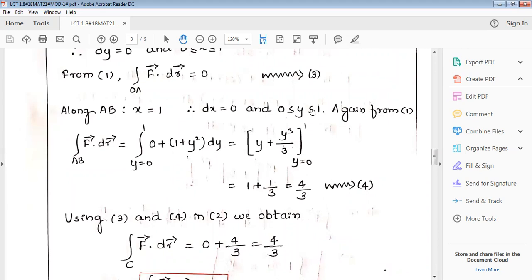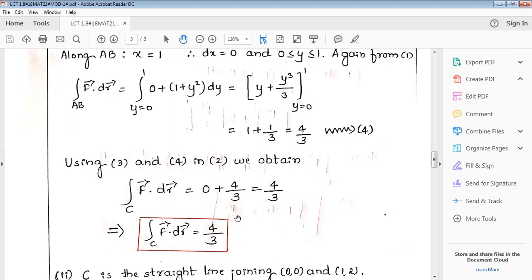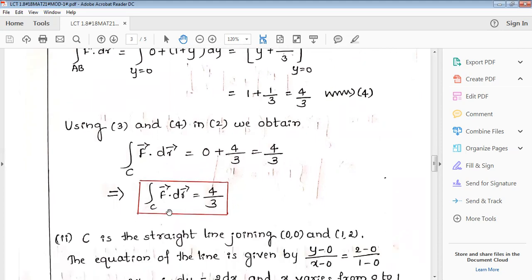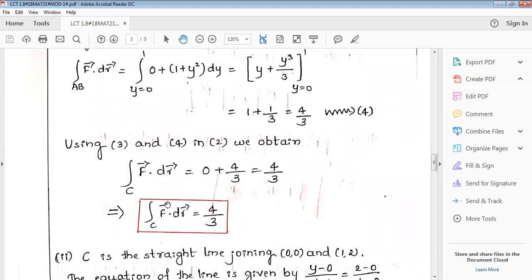Therefore, using equations 3 and 4 in equation 2, what do we obtain? The integral over C of F dot dr is equal to 0 plus 4/3, so it is 4/3. This means the force along the line from (0, 0) to (1, 0) and then to (1, 1) is 4/3.